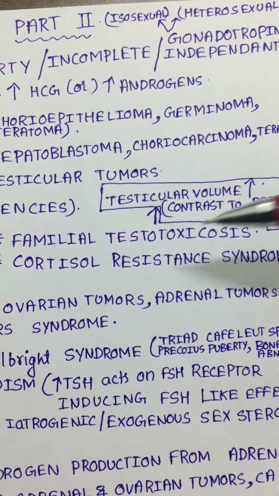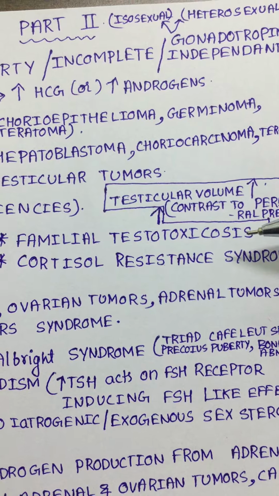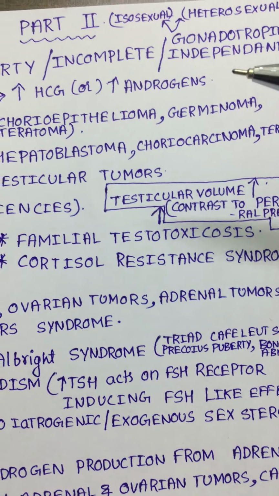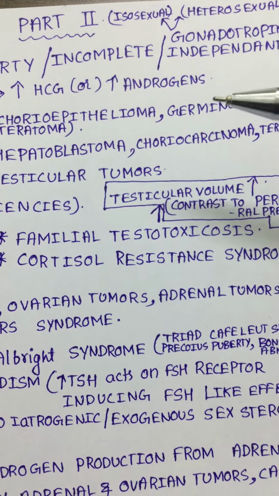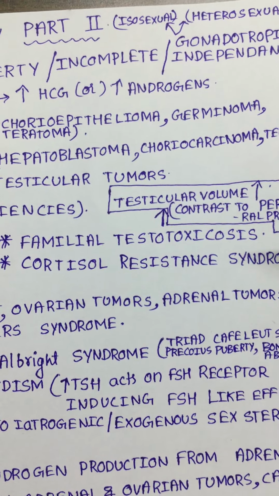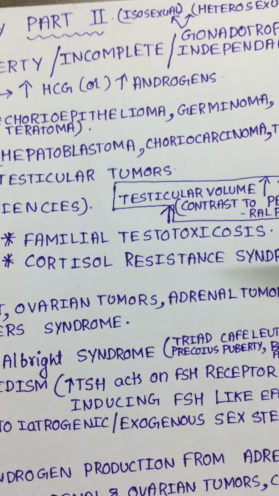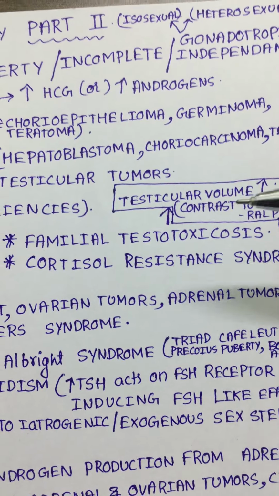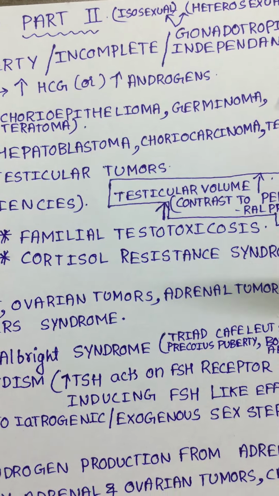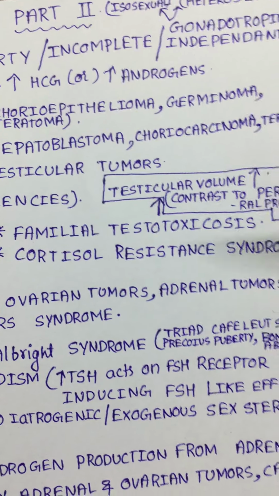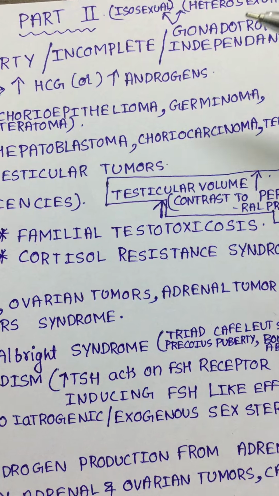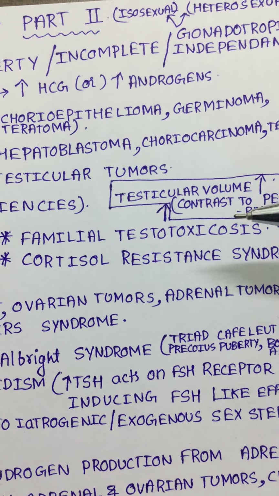Familial testotoxicosis is an exception with respect to testicular volume. As I discussed in the previous lecture, in peripheral precocious puberty testicular volume will be less, meaning it is pre-pubertal, because it is increased only in gonadotropin dependent precocious puberty. Peripheral precocious puberty is non-gonadotropin, so testicular volume is pre-pubertal.